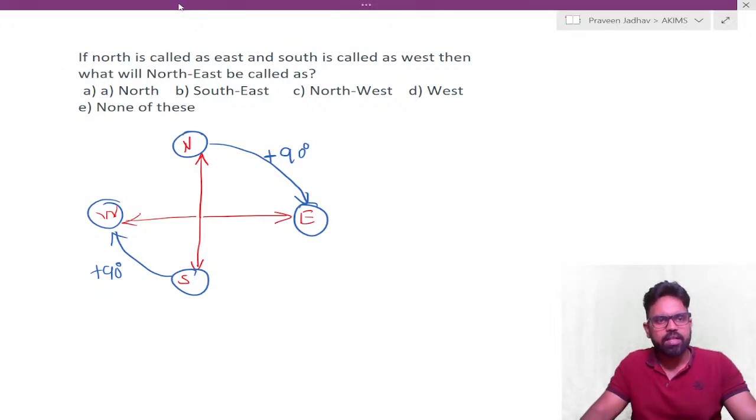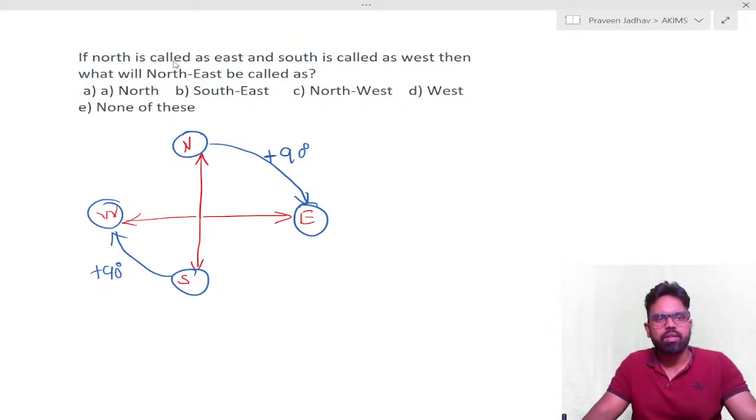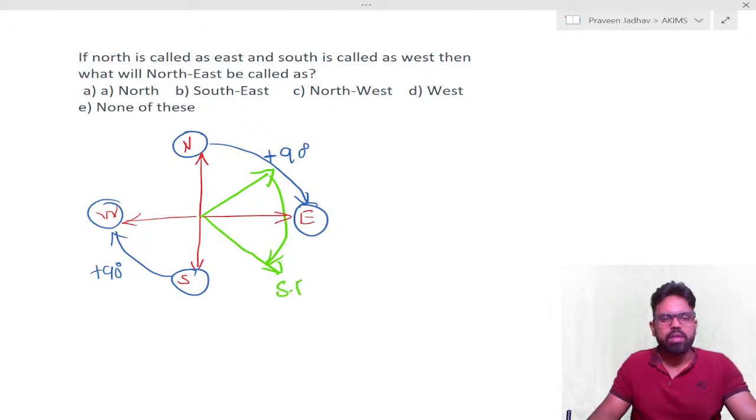Where is northeast? Let's check where is northeast. Northeast is here. So northeast will be called as what? It must be turned by an angle of 90 degree. In what direction? Clockwise direction. What will it become? It will become southeast. Southeast, do I have an option?